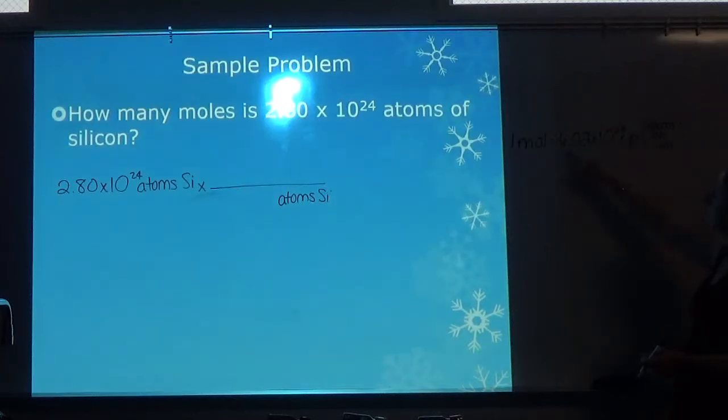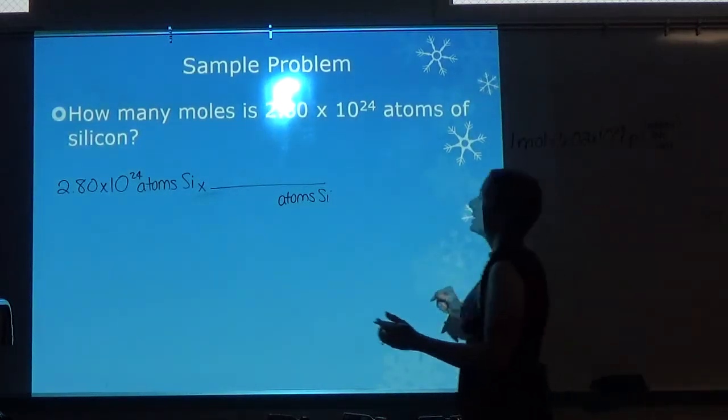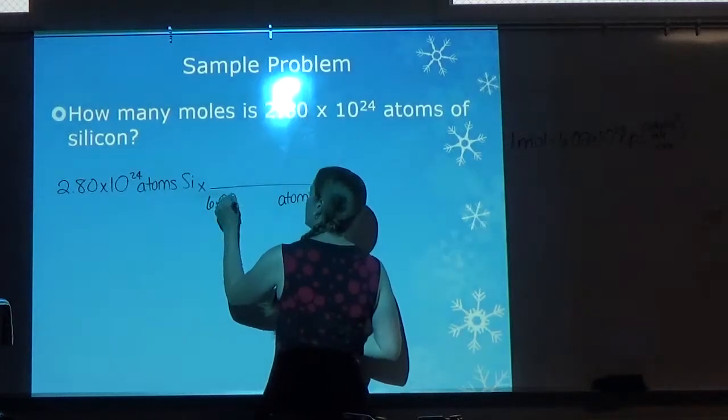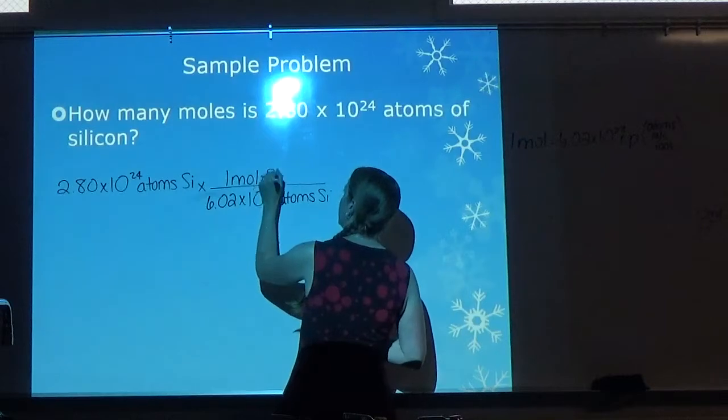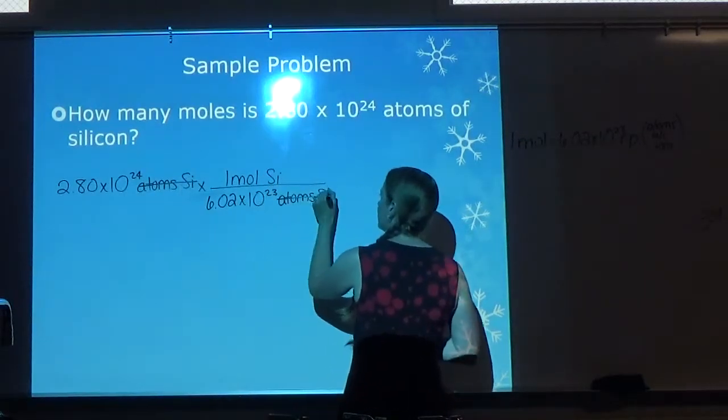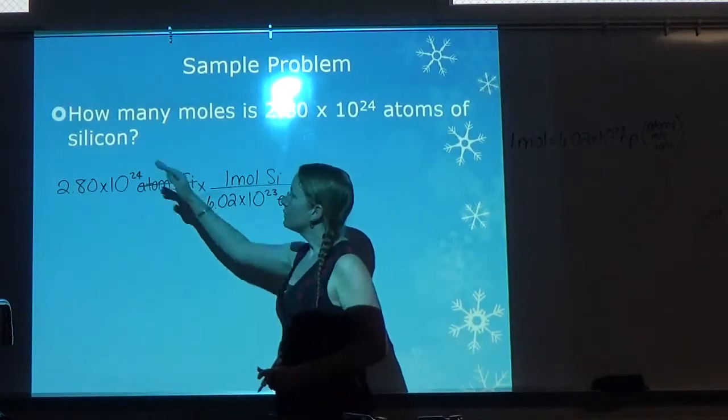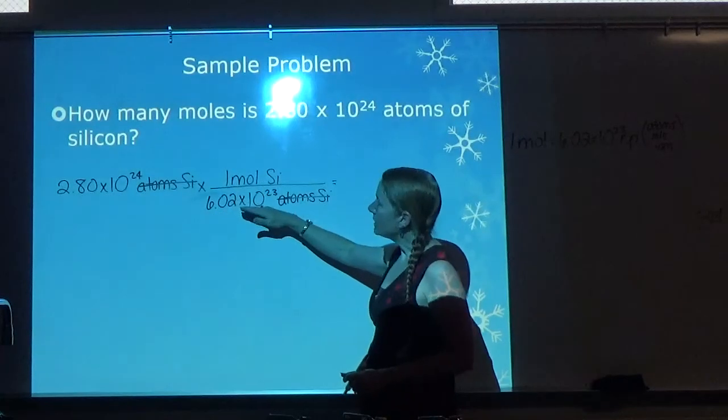Since I need atoms on bottom, my 6.02 is going to go on bottom. So 6.02 times 10 to the 23 atoms equals 1 mole. So see, my atoms cancel. And as always, because one number is on top and one's on bottom, we're going to divide by this.